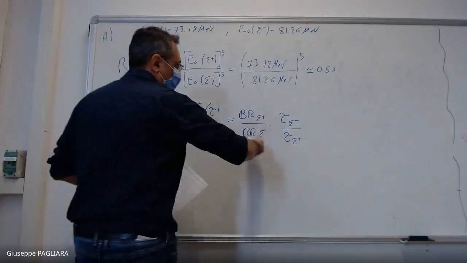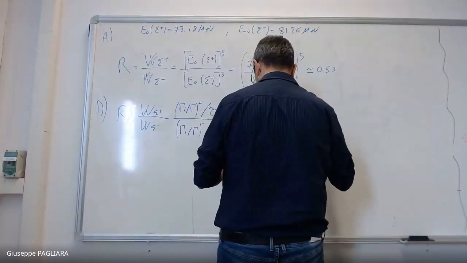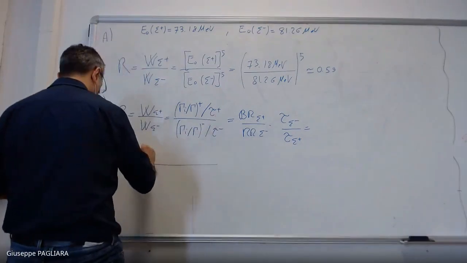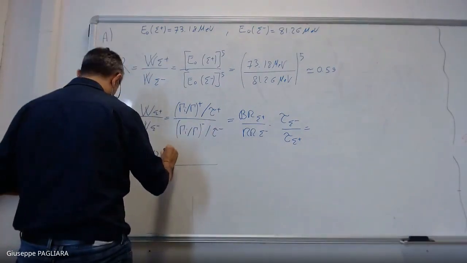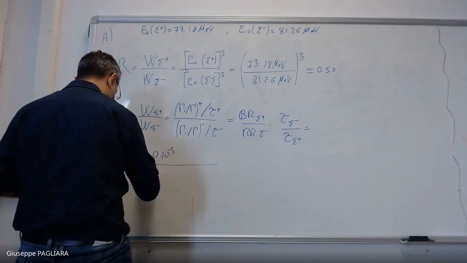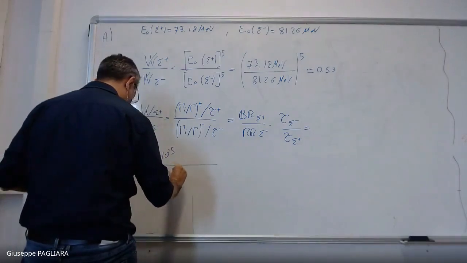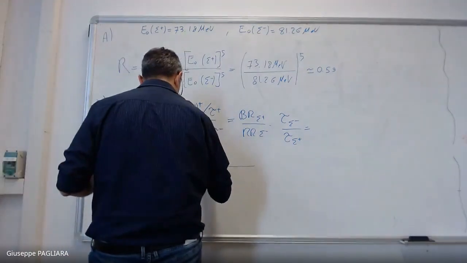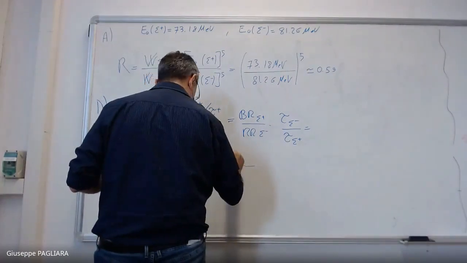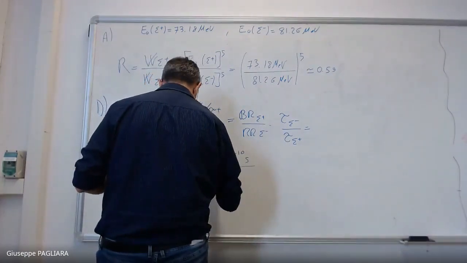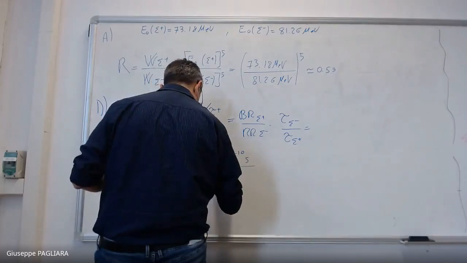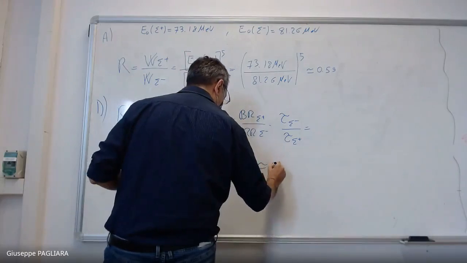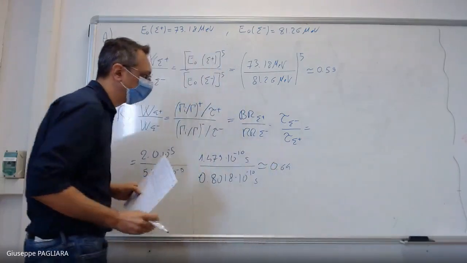So all this information is provided in the text of the problem, so we can substitute. And so we have 2.0 10 to the minus 5 divided by 5.73 10 to the minus 5 times 1.4479 10 to the minus 10 seconds divided by 0.8018 10 to the minus 10 seconds. And the result is 0.64.